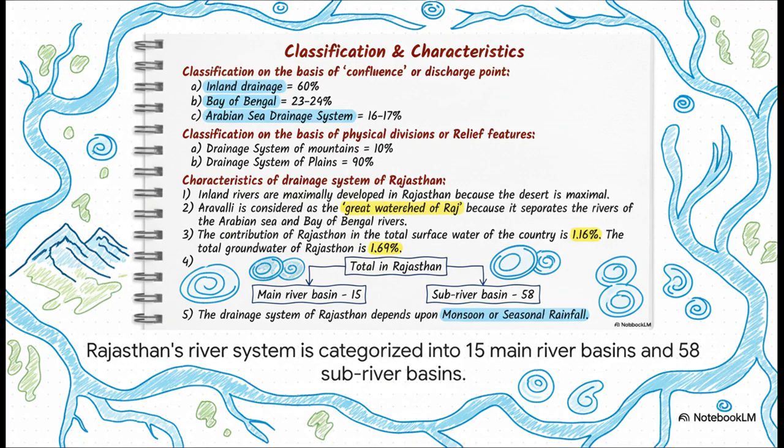This page from the notes gives us an even deeper look. You can see that percentage breakdown we just talked about right at the top. But look down here. The whole system is organized into 15 main river basins, which are then broken down even further into 58 smaller subbasins. This is the framework that scientists and engineers actually use to manage all of the state's water.